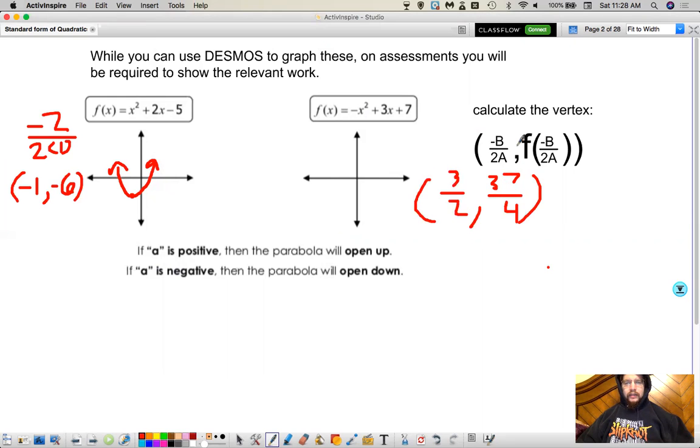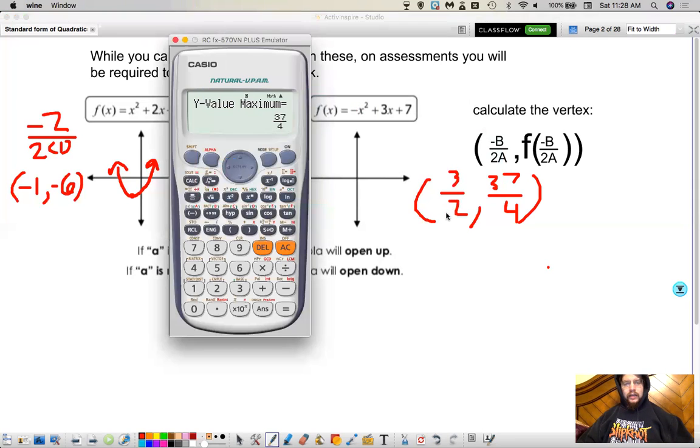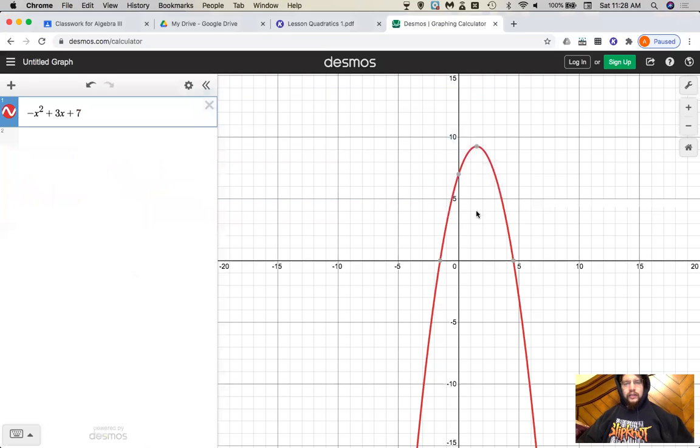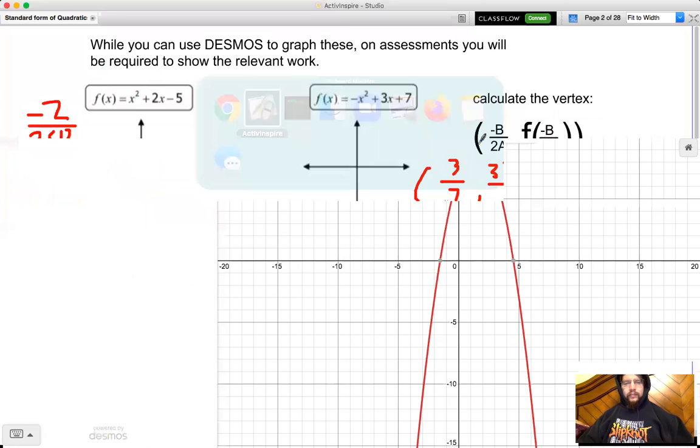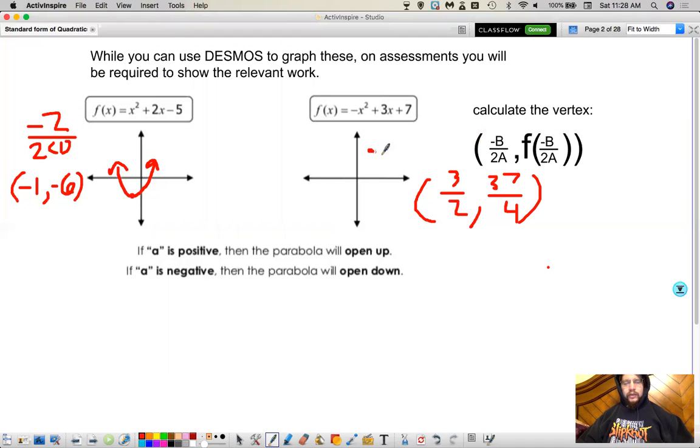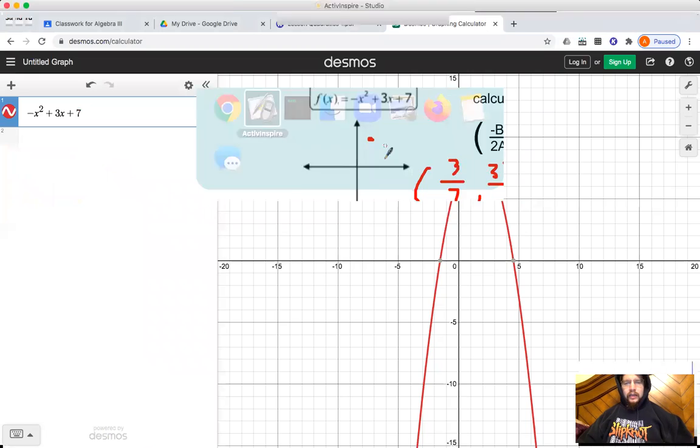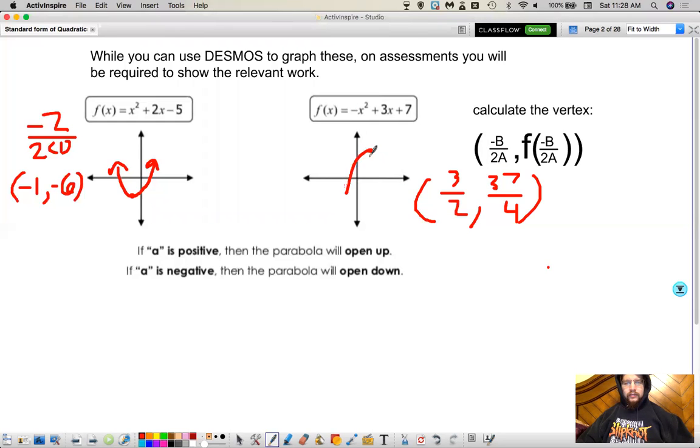Of course, you could have gotten that the same way. Just do negative 3 over 2 times negative 1. The negatives cancel. You get 3/2. And let's see what it looks like. The vertex is up here somewhere. And it does something like this. So there's a sketch of that parabola.